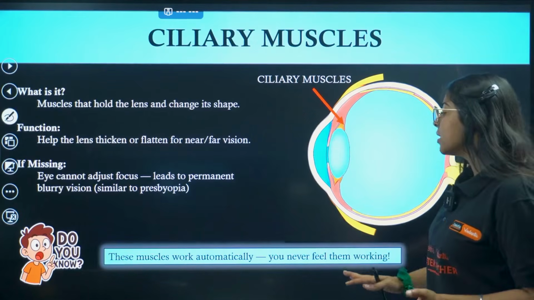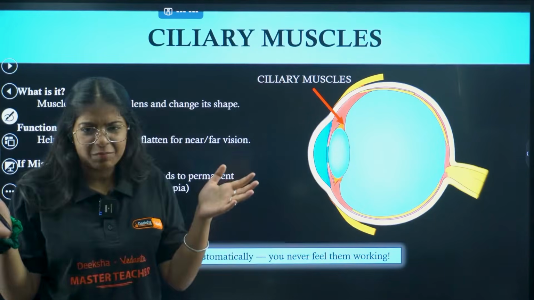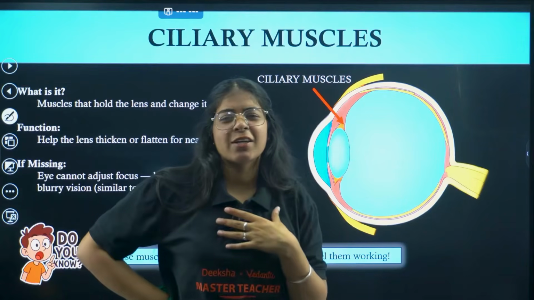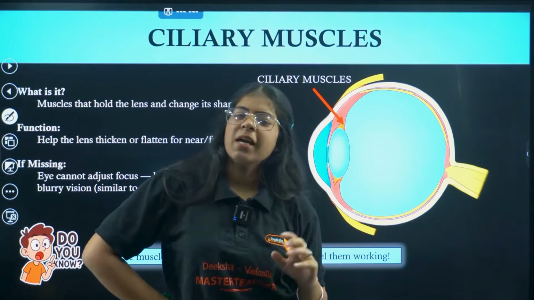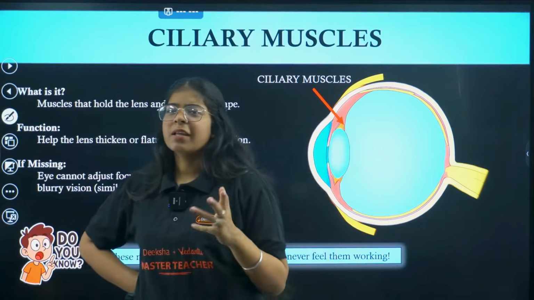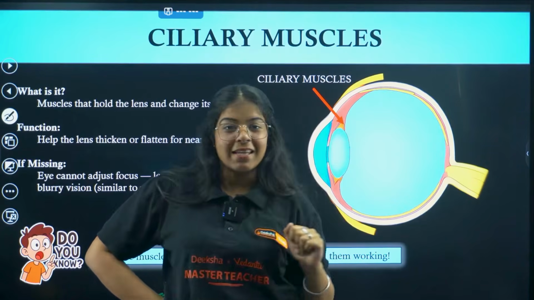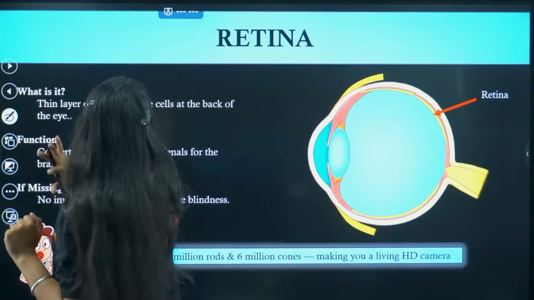These muscles work automatically, so you never feel them working or contracting, just like you can hear your heartbeat or your pulse. You don't hear your ciliary muscles changing shape or compressing or decompressing the lens. Okay. Next is our retina.